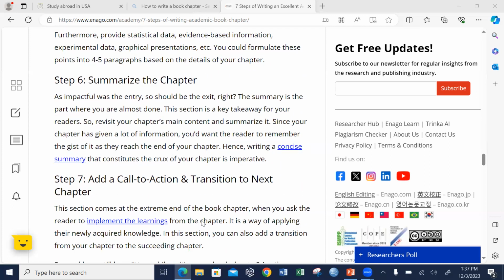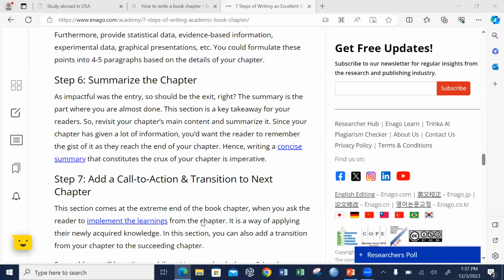As impactful was the entry, so should the exit must also be what? Impactful. So the summary is the part where you are almost done. And this section is a key takeaway for your readers. What you want your readers to take home, the takeaway for your readers is very important. You need to add it to the summary of the chapter.